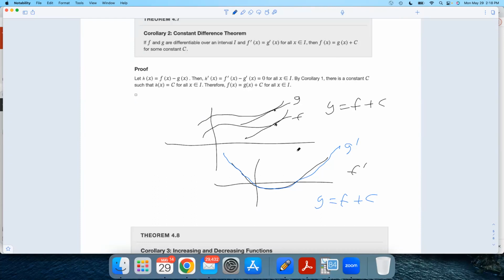This is going to be really important when we get to antiderivatives. This is where we're really going to see this play out. When we take an antiderivative, we don't get one single function, we get an entire family of functions, and we're always going to get a plus c, and this is the reason why. And this all comes from the mean value theorem.